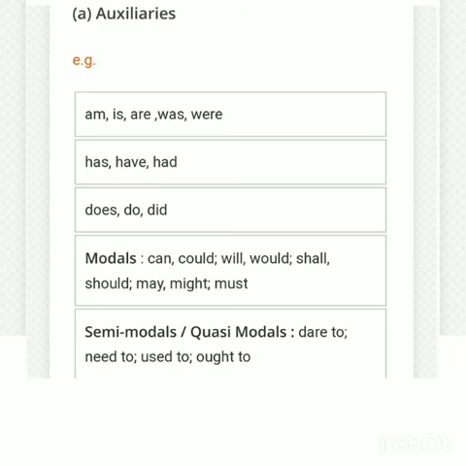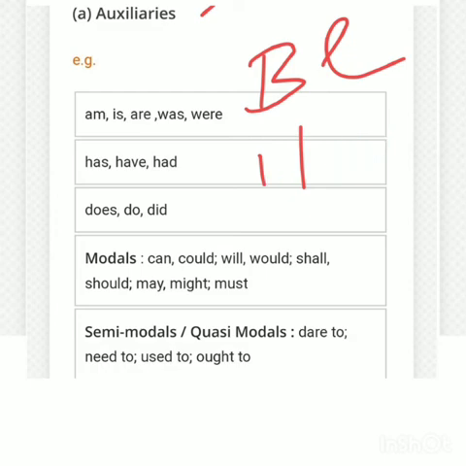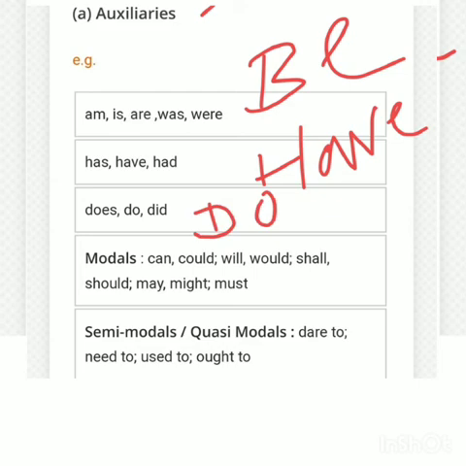Auxiliary. So auxiliary is nothing but be form auxiliary, have form auxiliary, and do form auxiliary. Here am, is, are, was, were are be form auxiliaries. Among these am, is, and are are present be form auxiliaries. Was and were are past be form auxiliaries. And in have form auxiliaries, has and have are present and had is past. And in do form auxiliaries, does and do are present auxiliaries, did is a past auxiliary.